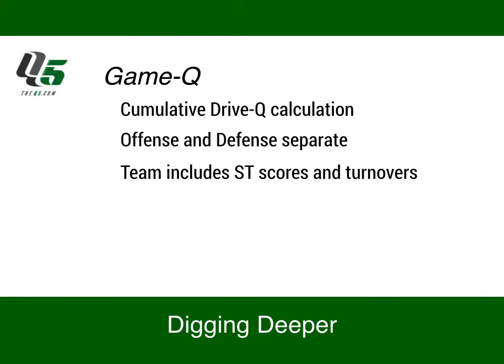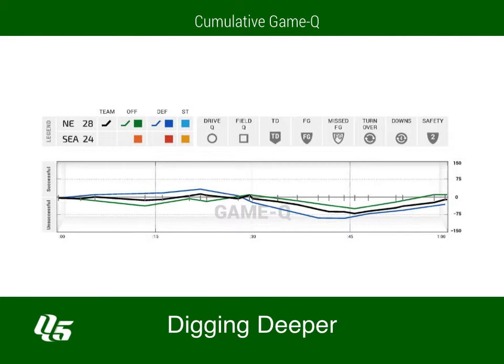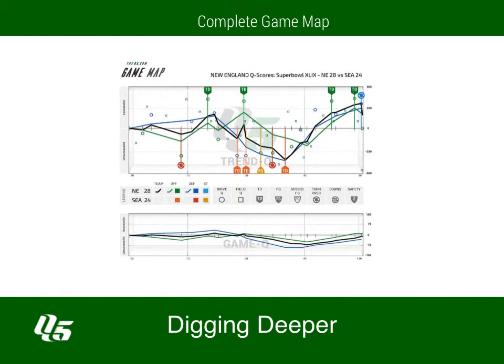Next, we calculate the game queue, which is an average of all the drive queues over the entire game. Team, offense, and defense are calculated separately. Team is the combination of offense and defense and any special team scores, misses, or turnovers. The trend queue and the game queue visualizations work together to reveal the sequence, flow, and feel of the game.